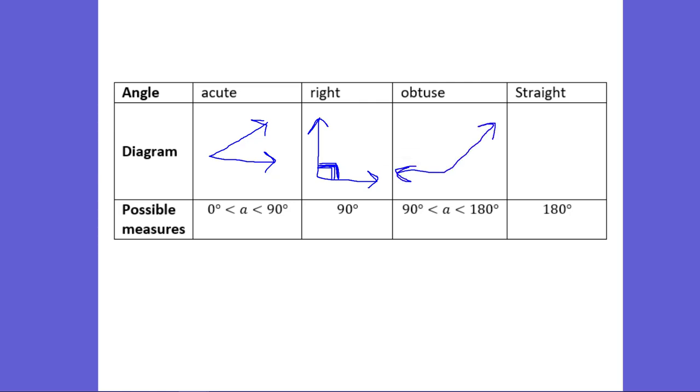Obtuse. That was me trying to make a big voice. Obtuse. They're big angles. They are bigger than 90. That's a terrible drawing, by the way. Bigger than 90, but less than 180. So in between 90 and 180. And then a straight angle. We talked about a straight angle without even knowing it. When we have two opposite rays, they form a straight line. Well, this is a straight angle. A straight angle makes a straight line. And its measure is exactly 180 degrees.